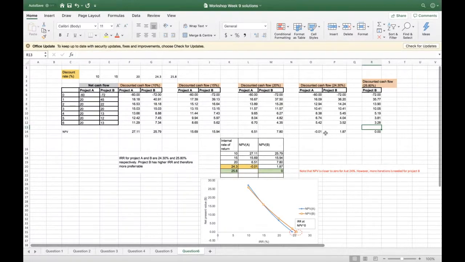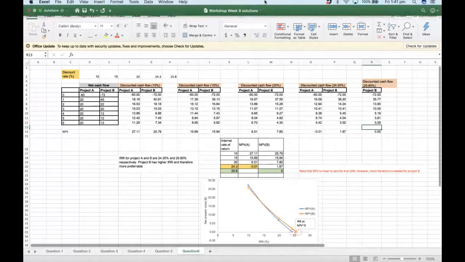And once you find the exact IRR, you can compare the internal rate of return between these two projects. So for project A, your IRR is 24.3. And for project B, your IRR is 25.8. So which one is a better project? Project A with 24.3 IRR or project B with 25.8 IRR? Which one is a better investment option?